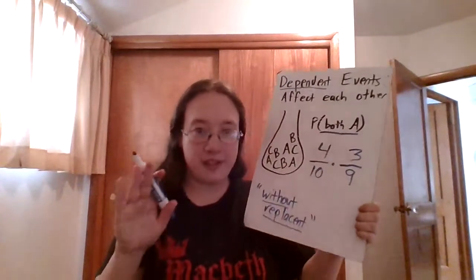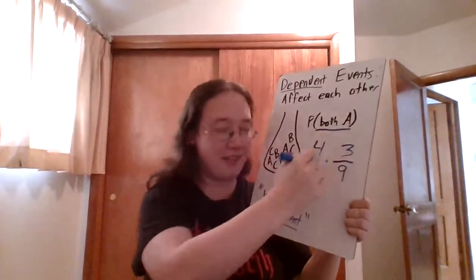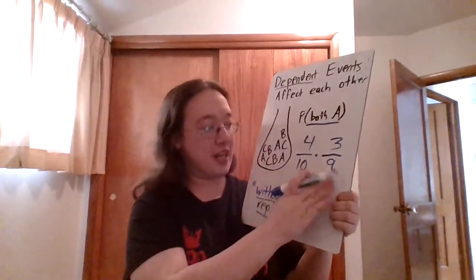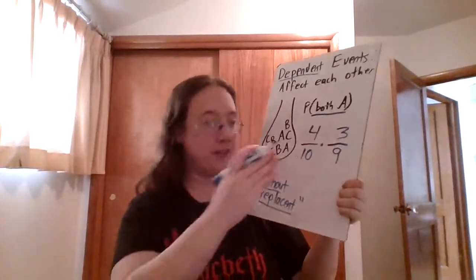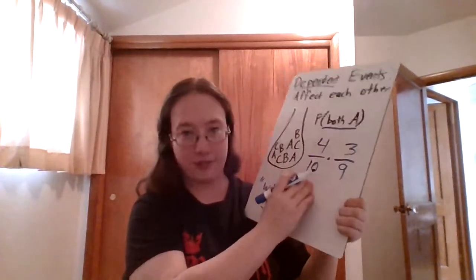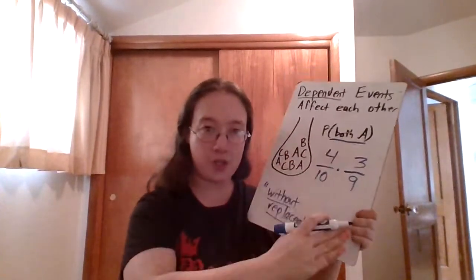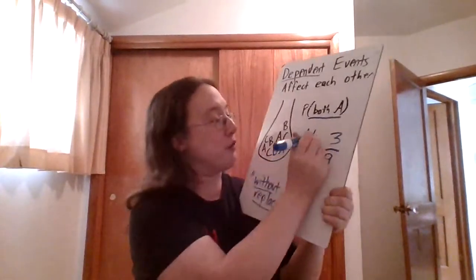So that's the big thing that's different about dependent events: what we get the first time is going to change the number of things in your second fraction. In general, the bottom number is just going to be 1 less. So if we have 10 letters and we took 1 out, that's going to give you 9. Now it's the same sort of thing, so we're just multiplying straight across.